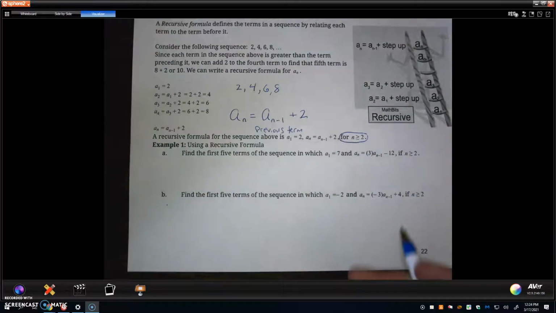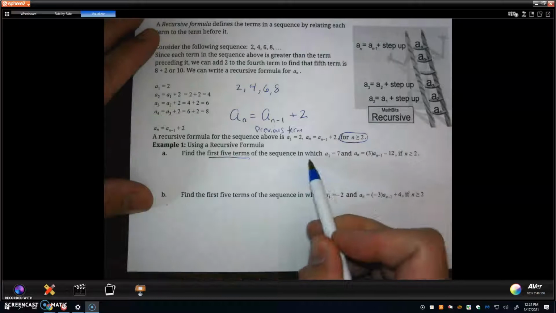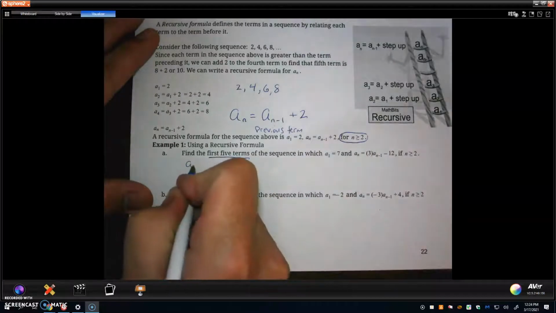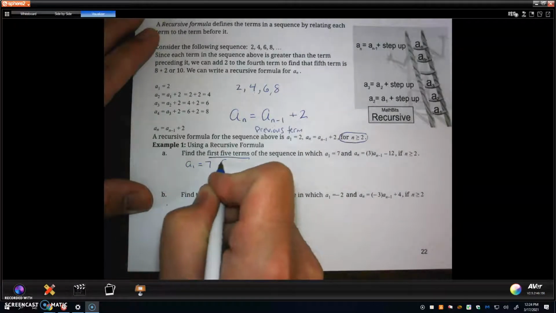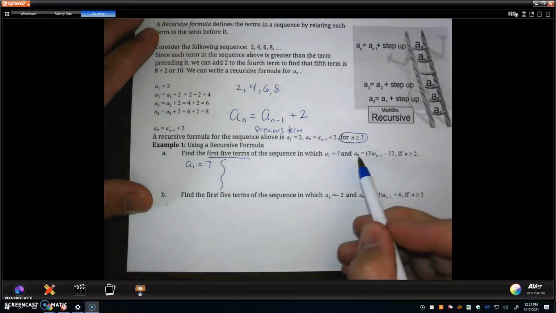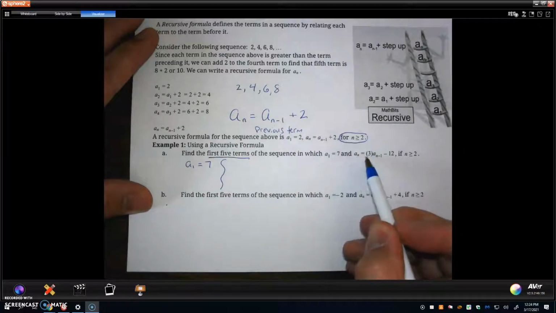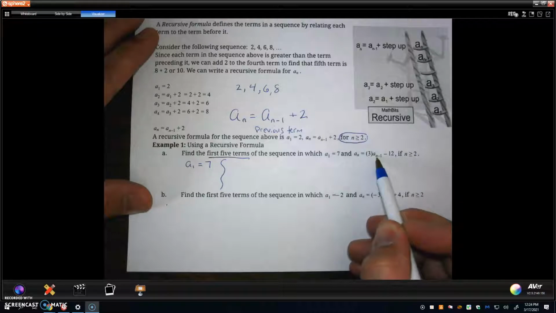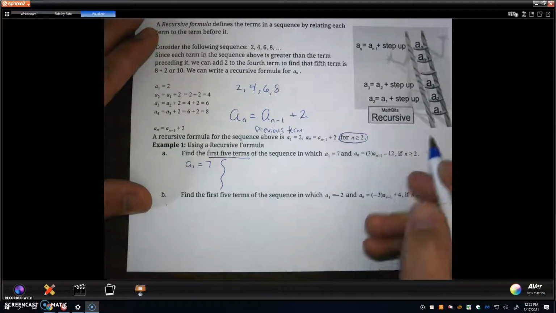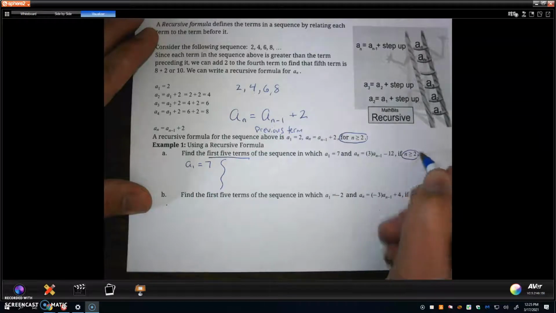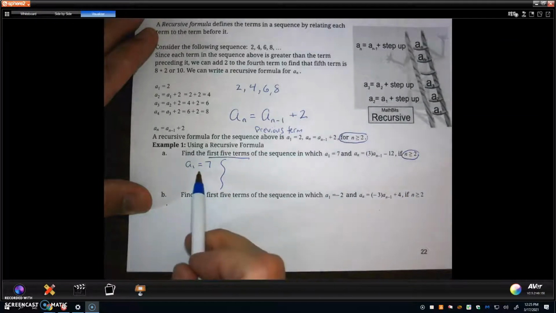So let's look at the first example. They want us to write the first 5 terms of a sequence that has the first term of 7. And then they give us our rule. So it says a sub n equals 3 times the previous term, or a sub n minus 1, and then subtract 12, and our domain has to be n greater than or equal to 2. After all, they gave us the first term.